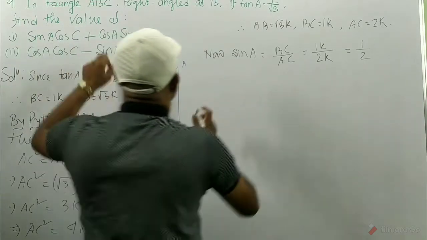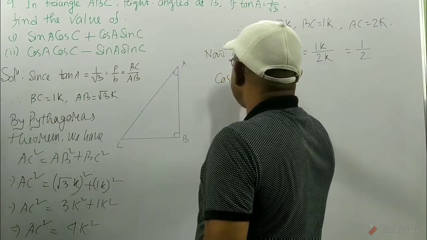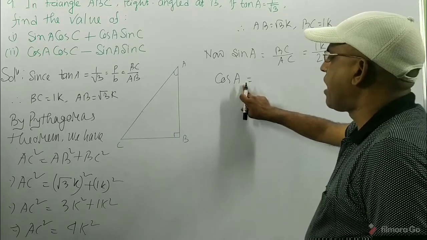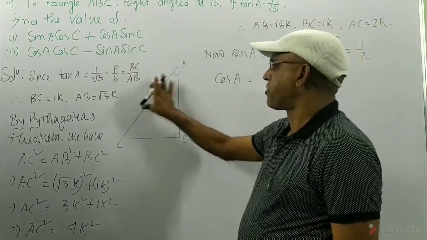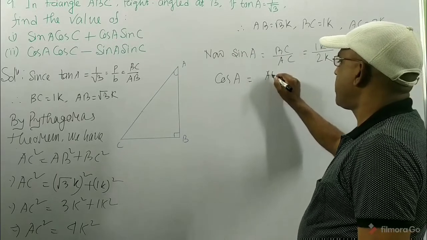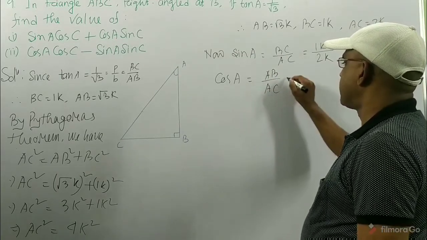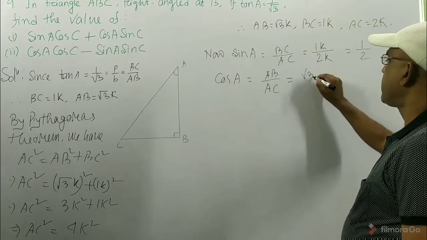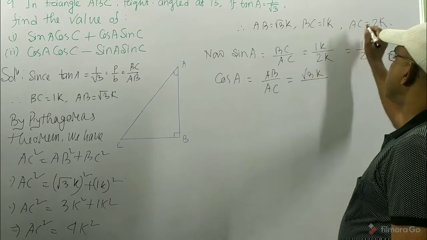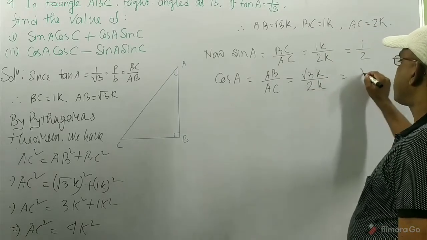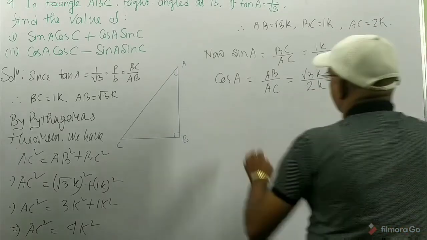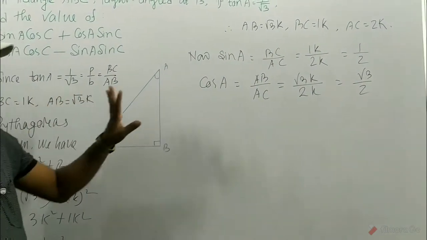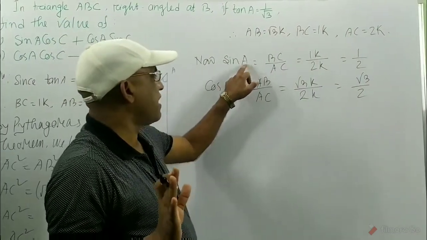Next we have to find cos A. Cos A means base by hypotenuse. This is the base, this is the hypotenuse. So this will be AB by AC. The measurement of AB is root 3K, and AC is twice K. Then this will be root 3 by 2. So cos A equals root 3 by 2. So we get these two values, sin A and cos A.